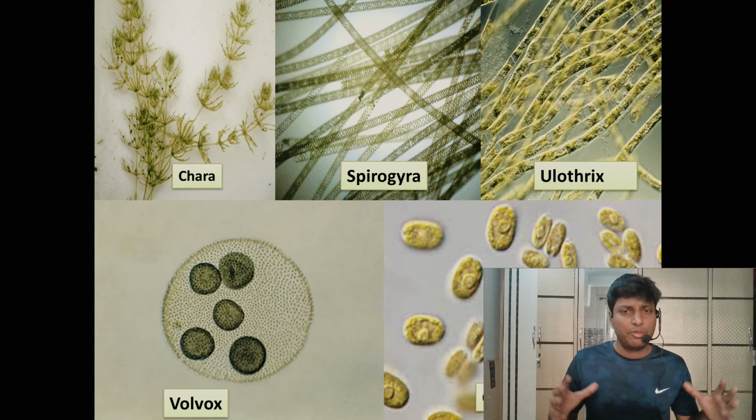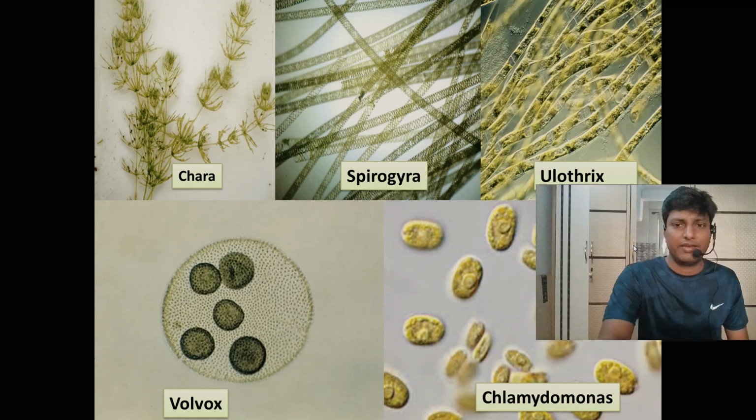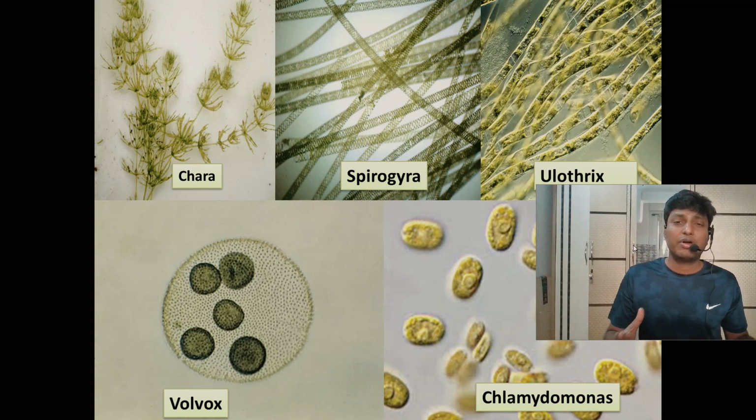So in the pictures itself, you can see that, for example in Chara, they are just stem-like structures. In Spirogyra, they are thread-like, that is, they are filamentous. Ulothrix is again an example of filamentous algae. Then we have Volvox, which is a beautiful example of a colonial algae, right, dear students? And of course, you can see that here is another example of algae, which is known as Chlamydomonas. Chlamydomonas are nothing but unicellular algae. Again, the word unicellular means they are made up of one cell.